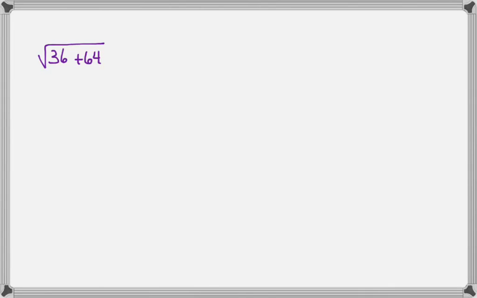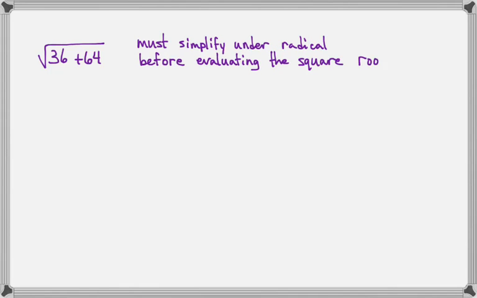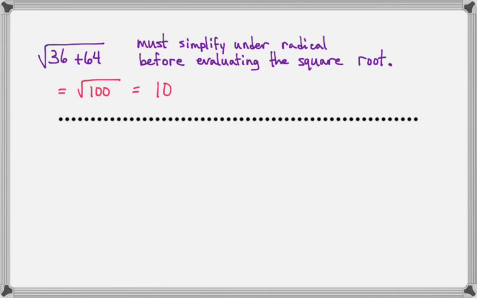Now let's look at the square root of 36 plus 64. The lesson here is that you don't need to be taking the square root of individual terms under the radical. You always need to simplify under the radical before you evaluate the square root. So here we'll have to add first. 36 plus 64 is 100, and the square root of 100 is 10. So let's look at another one where we really need to evaluate first: the square root of negative 5 squared. If you square negative 5, you're going to get positive 25, and the square root of positive 25 is 5.